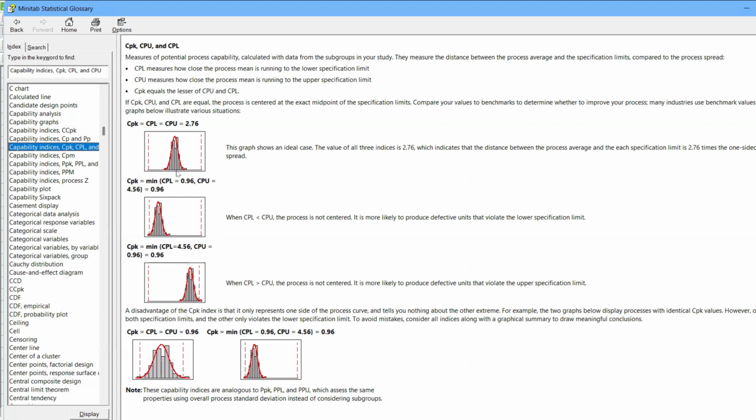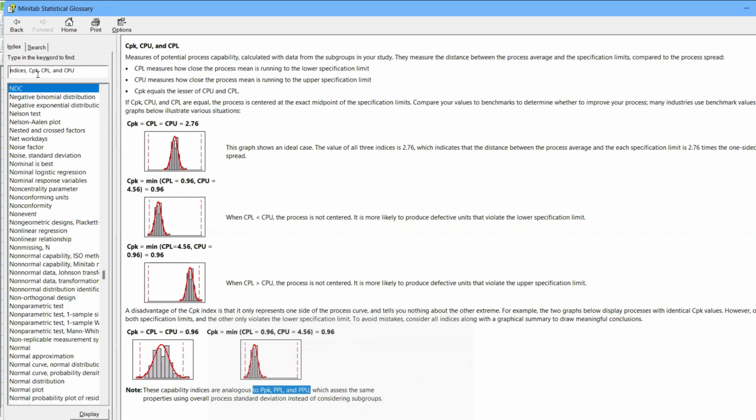For example, for CPK, if the CP and CPK are the same, what is the value? It is more symmetrical. If it is left skewed, what is the CPK value? If right skewed, what is the value? Not only CPK, you can also learn about PP, PPK, performance, and all that. This is all about Index. Index helps to find the values in alphabetical order.